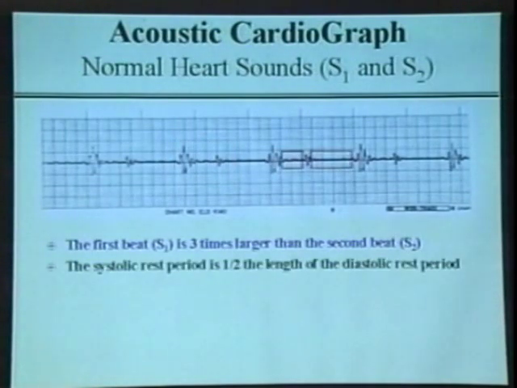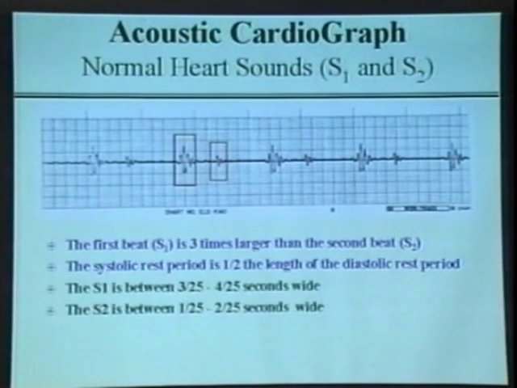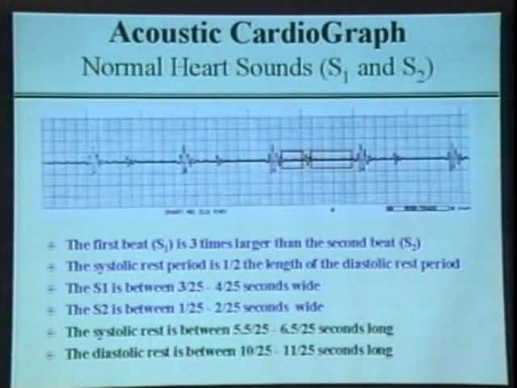In marker number 2, the systolic rest, that's the flat line between the first and second sound, is half the length of the diastolic rest, which is the flat line between the second sound and the beginning of the next first sound. In marker 3, the first sound S1 is approximately 3/25ths of a second in width. Sound S2 is approximately 1/25th of a second, again a 3-to-1 relationship. Thus, in an ideal tracing, the systolic rest is approximately 5/25ths of a second, and the diastolic rest is 10/25ths of a second.